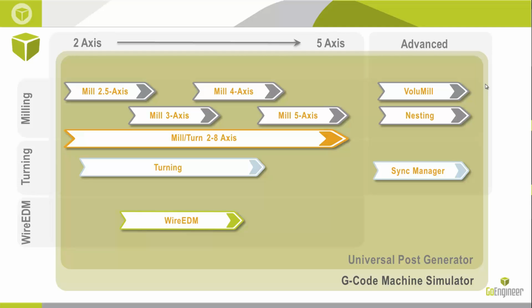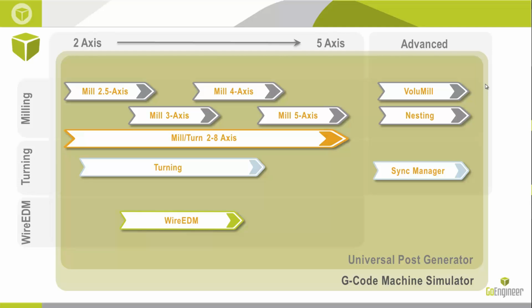And then we have the wire EDM module. We can do 2-axis and 4-axis wire EDM. Kind of encompassed in all of that, we have a product called the Universal Post Generator that's included free with any version of CAMWorks. This is a way to allow you to tinker with your own post processor if you choose to do that, or edit your own post processor.